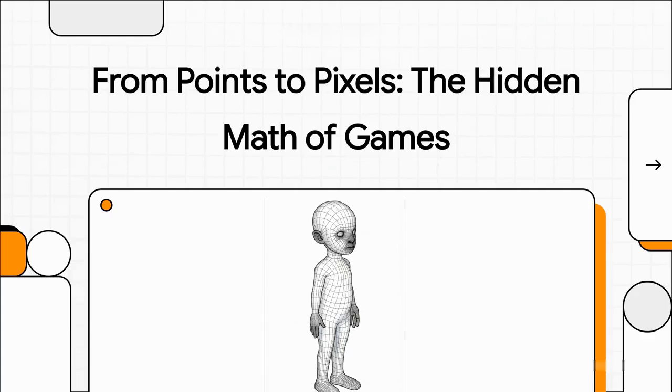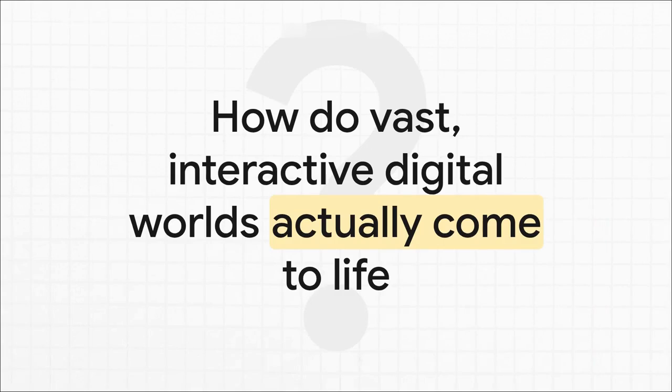You know that feeling when you're completely lost in some massive digital world and you just stop and wonder, how in the world did they build all this? From the tiniest indie game to a huge open world epic, there's this secret language of math working behind the scenes. So today, we're going to pull back the curtain and see the magic that turns simple dots into these incredible interactive worlds. Seriously, how do they do it?